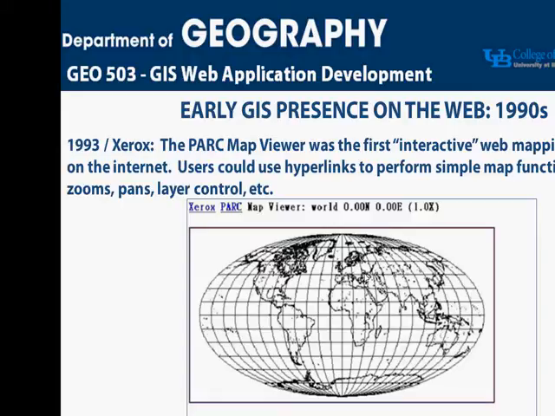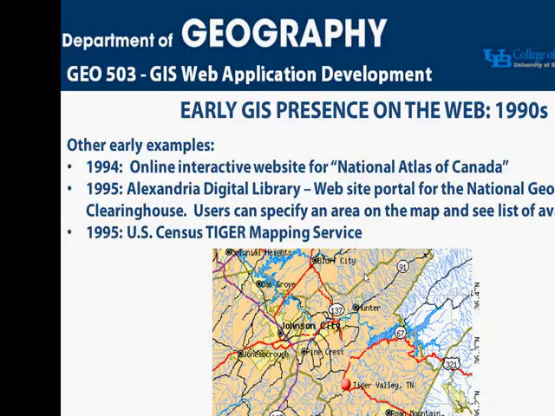There were Macintoshes out there too. Other early examples in 1994: Canada was an early adopter with the National Atlas of Canada. Alexandria Digital, I got this from a web book. I don't remember that one.